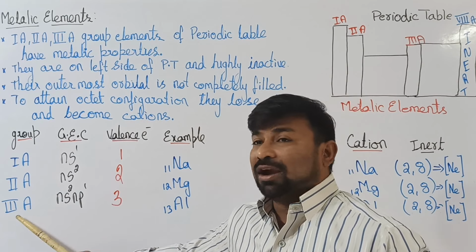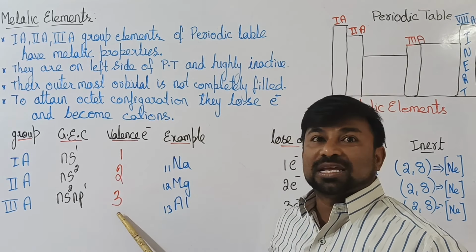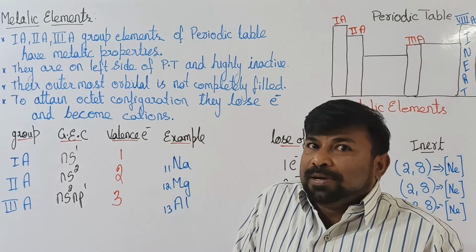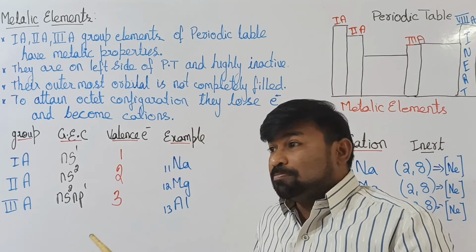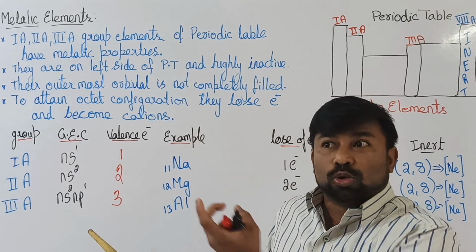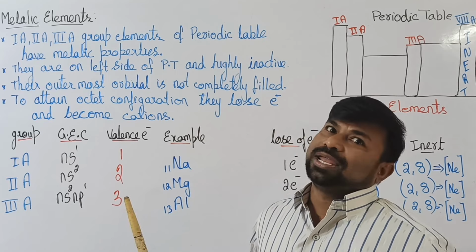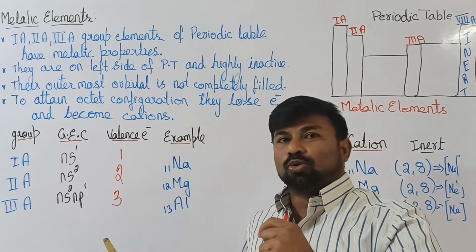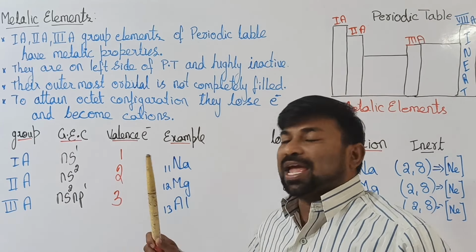That's the secret. And whereas the third A group elements have 3 valence electrons. To make them completely filled, they need 8, which means they need to gain 5 more, which is very difficult. So they will be willing to lose those 3 electrons.